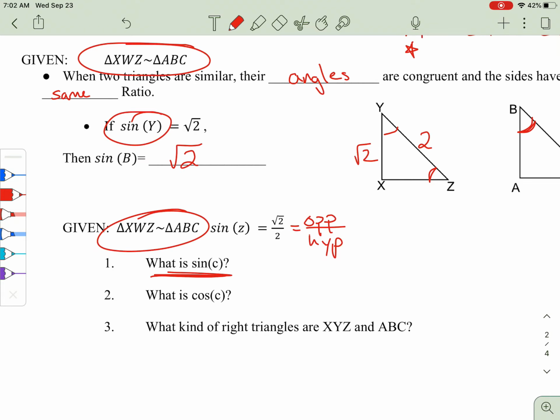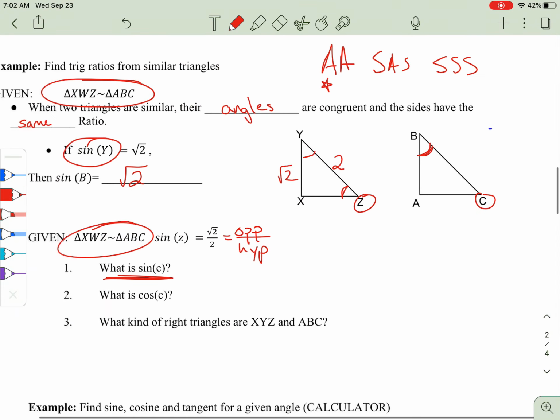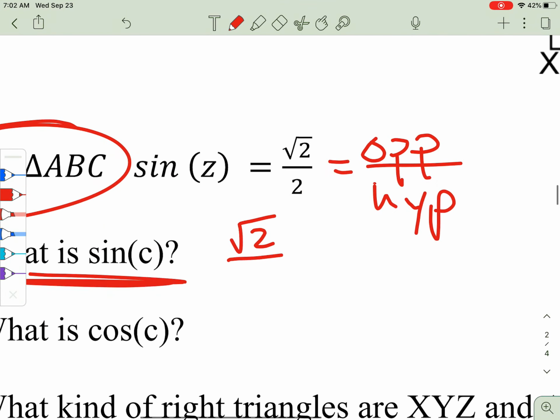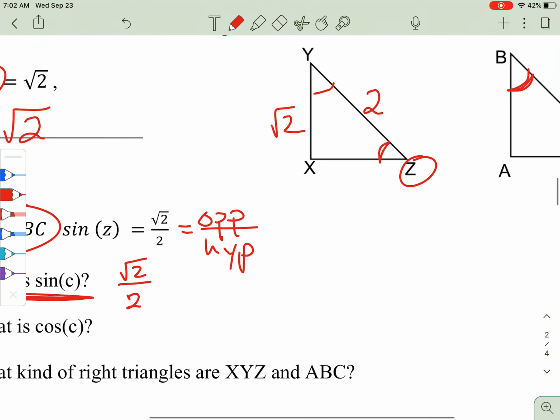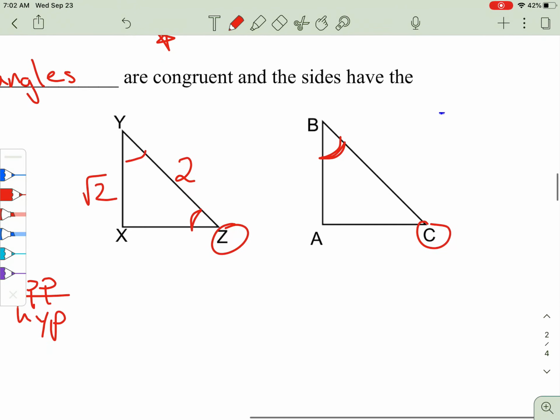Okay, it says what is sine of c? Well, since z and c are the same, it should also be radical 2 over 2. What is cosine of c? So cosine would be this adjacent, right? Well, think about this. What triangle do we have that we could use for this?